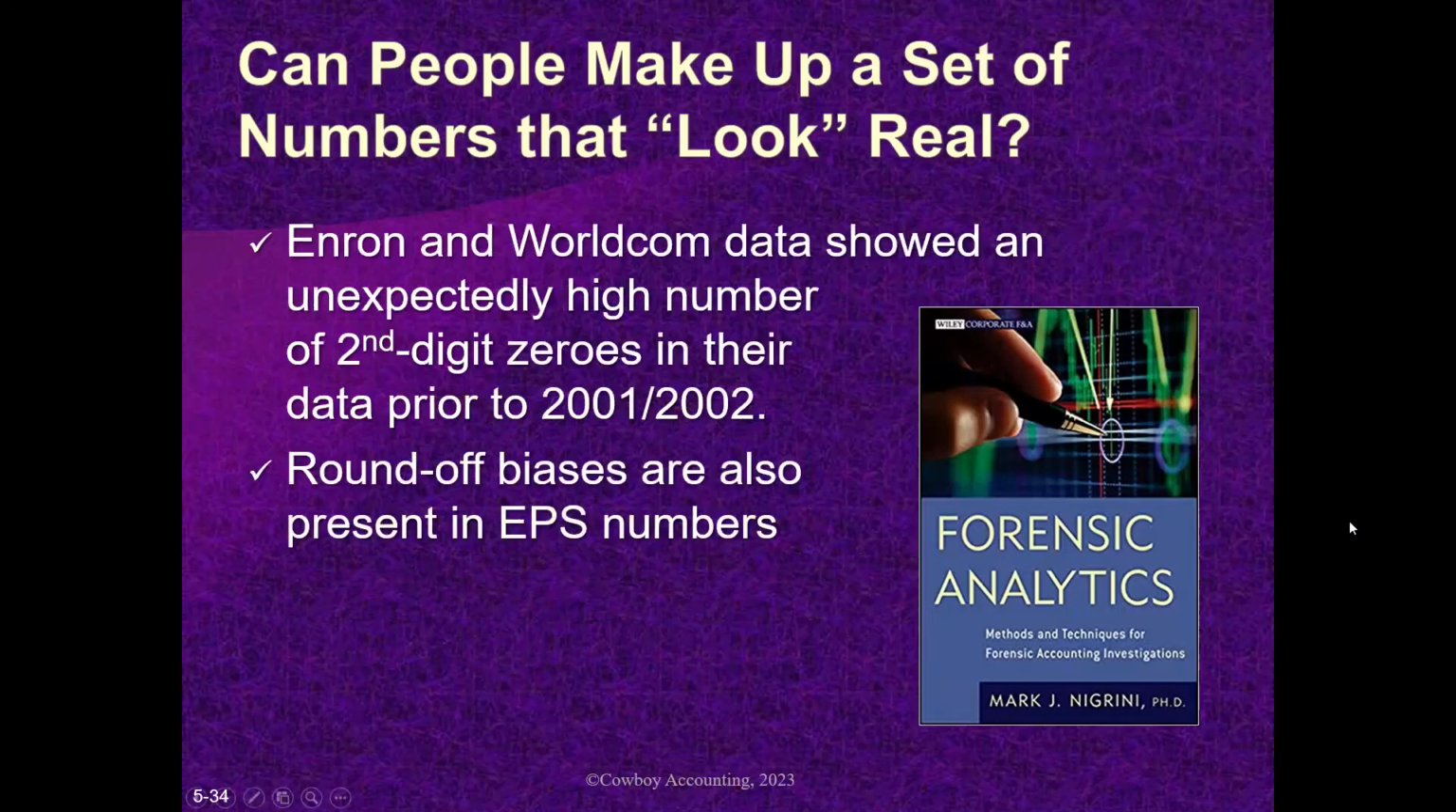The other thing that Nigrini notes is that Enron and WorldCom data showed an unexpectedly high number of second-digit zeros in their data prior to their collapse in 2001 and 2002. So round-off biases can also be seen, by the way, in earnings per share numbers. So if we'd applied Benford's law to Enron and WorldCom back in 2001, 2002, we probably would have seen that there were some problems going on with the numbers.